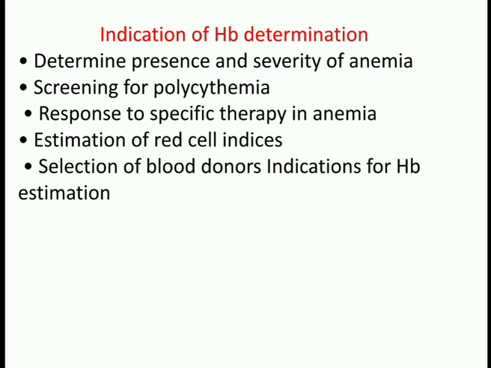Now, when is hemoglobin determined, or indication of hemoglobin determination? It is used to determine presence and severity of anemia. It is used for screening for polycythemia, to detect the response to the specific therapy in anemia, to estimate red cell indices, and for selection of blood donors.